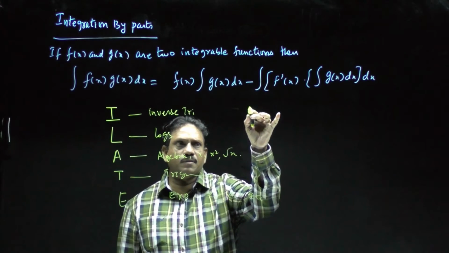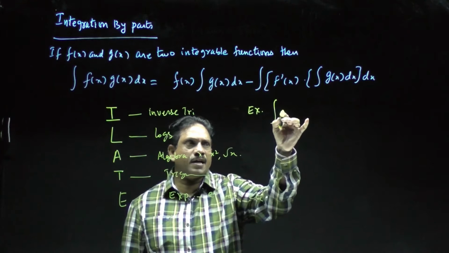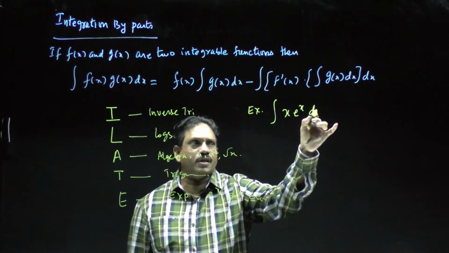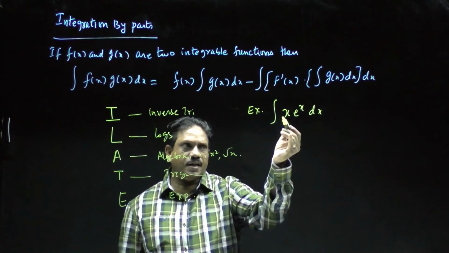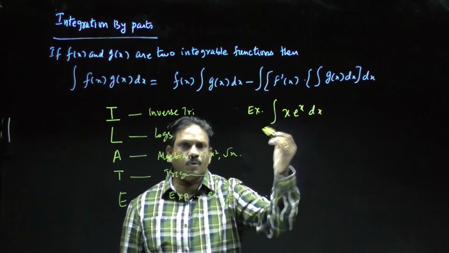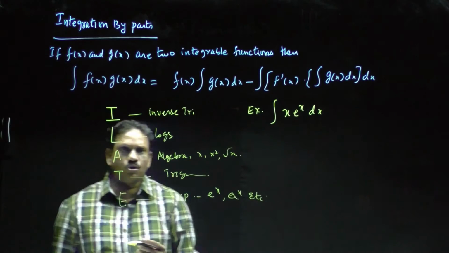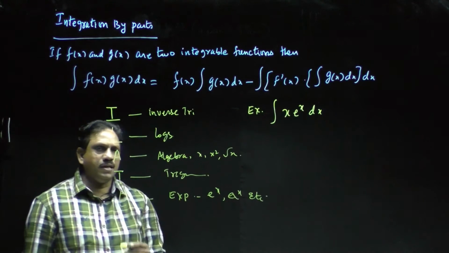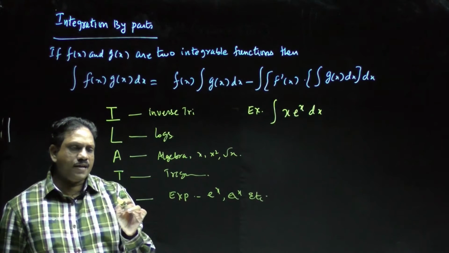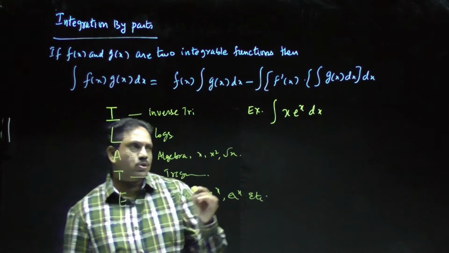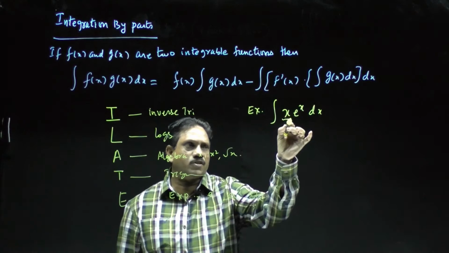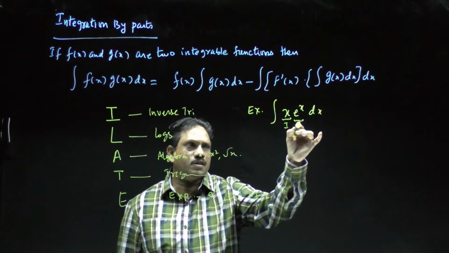Take one example: integral x into e power x dx. Students, you observe that in x e power x there are two functions. Here, x is algebra and e power x is exponential. According to the rule of Euler, here algebra is A, exponential is E. So what comes as the first function? Algebra comes. So this is your first function, this is your second function.